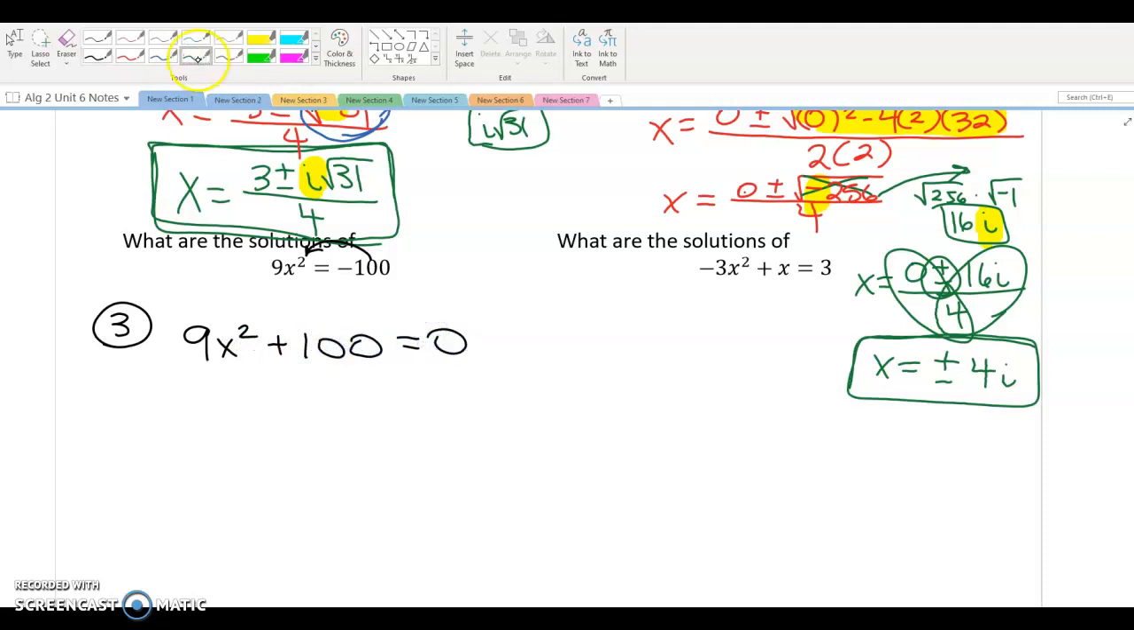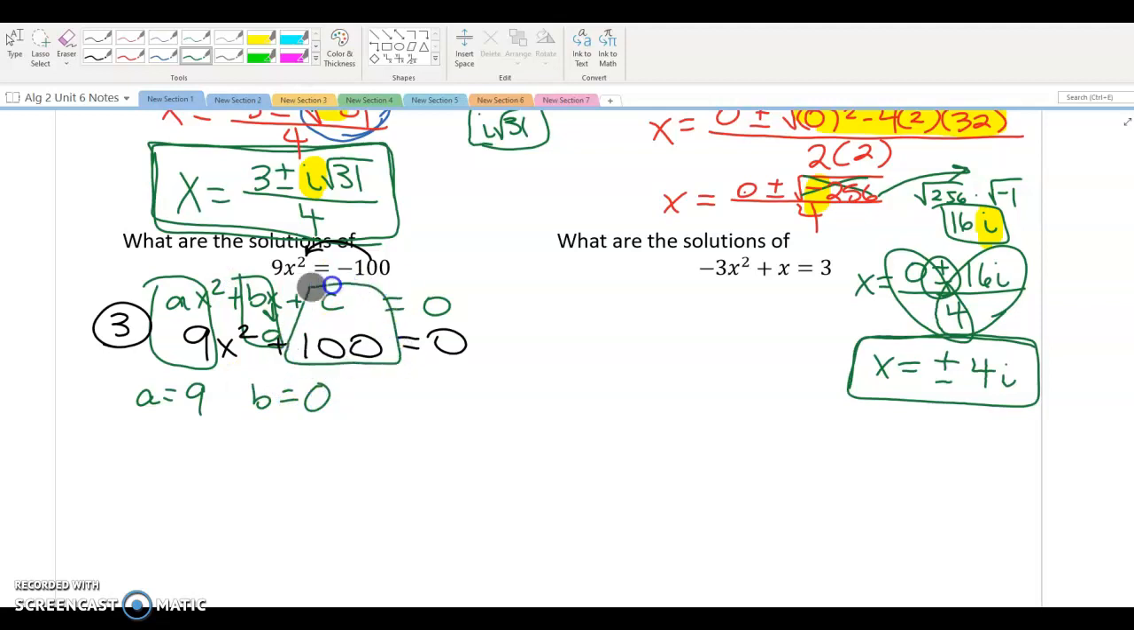Same step as before, we want it to look like our ax squared plus bx plus c equals 0. So what's our a? So a is 9. What is b? 0. You got it. There's no x there, so that means it's 0. So b is 0. And c? 100. And now we're right back to our formula where we plug it in.